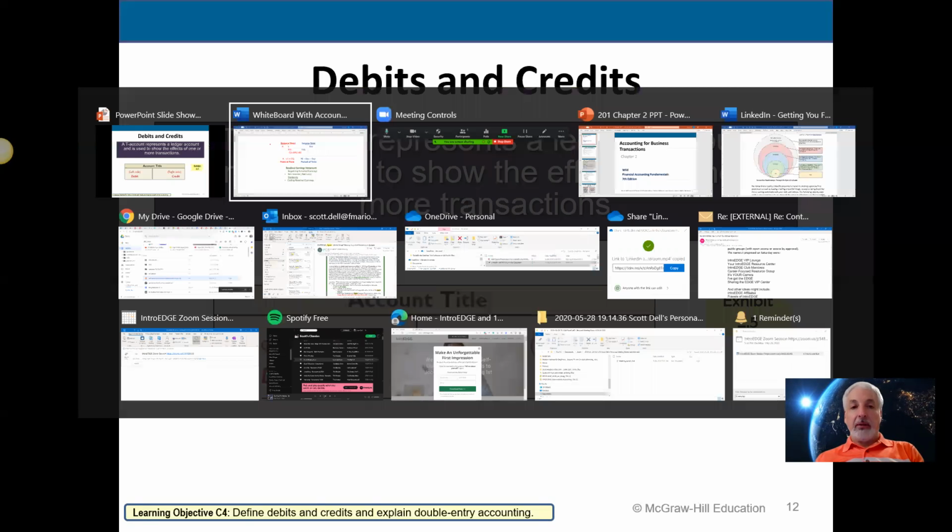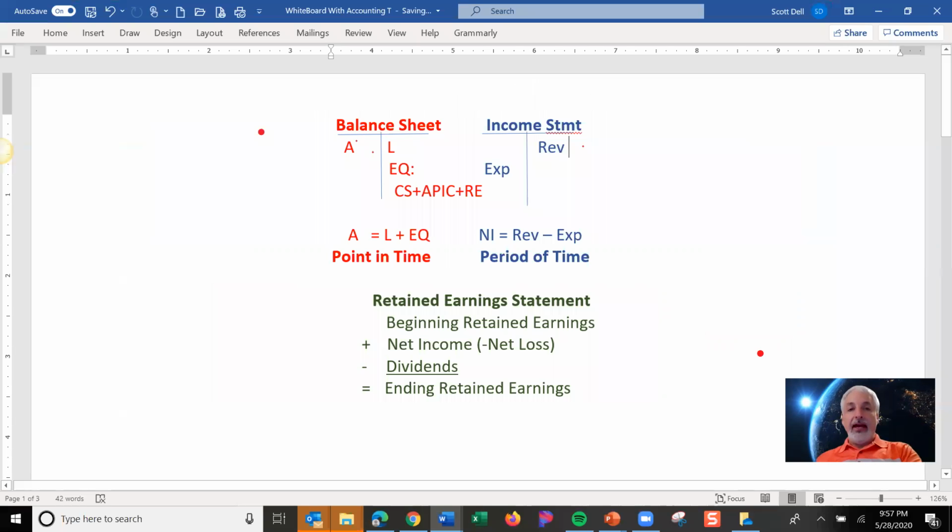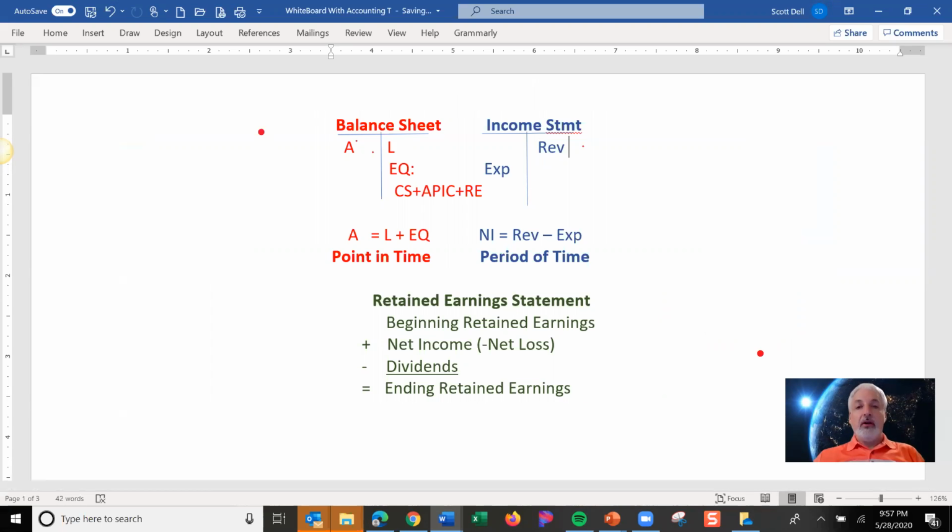Again, we're going to go back to that picture that we had. Assets are on the left for a reason. Expenses are on the left for a reason. Revenue's on the right for a reason. Liabilities and equity are on the right for a reason. And we'll see that we're going to debit an asset and maybe credit revenue.